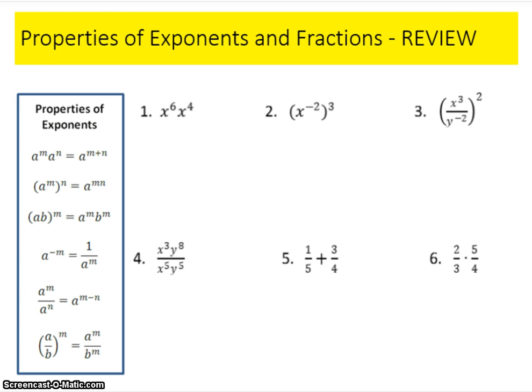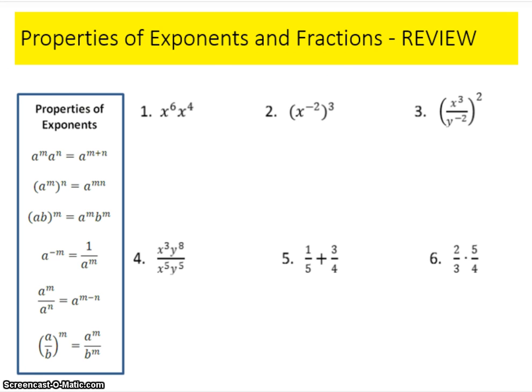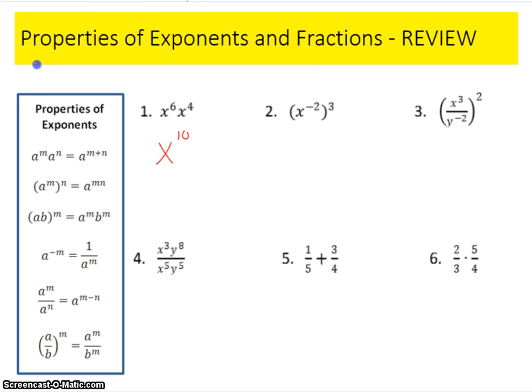So number 1, x to the 6th times x to the 4th. Logically what that means is x times x times x times x, 6 of them, and then another 4 of them. So how many are we multiplying together total? Well, we have 10 of them that we're multiplying together. So this is x to the 10th. And the rule says that we add our exponents. This is the first rule here. That's where number 1 came from. So you add the exponents.